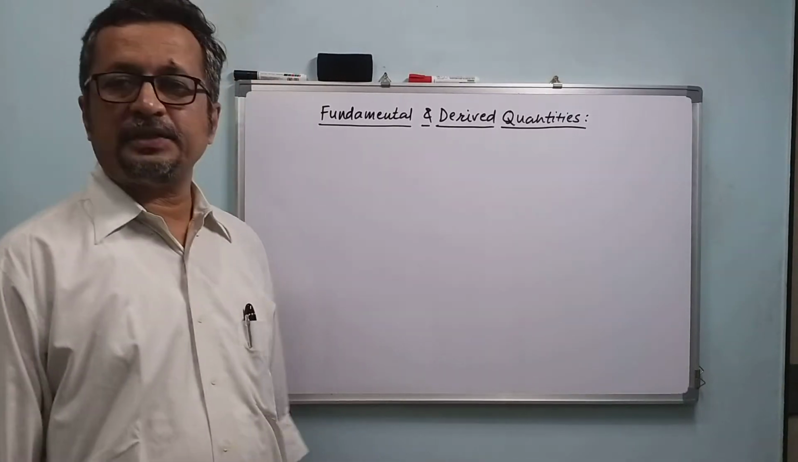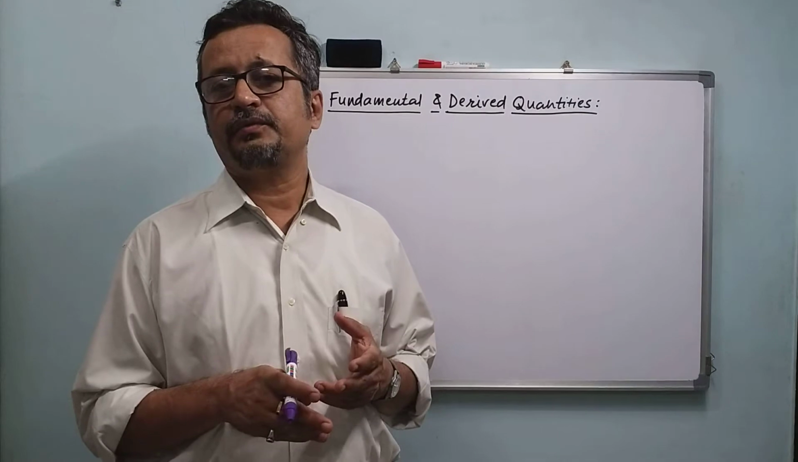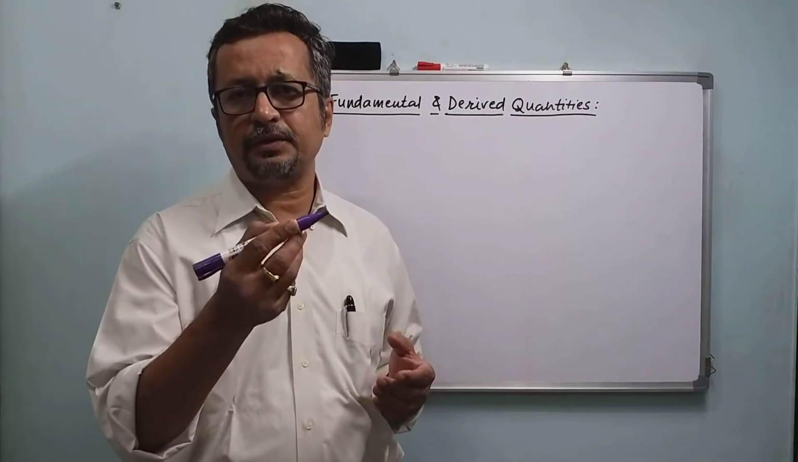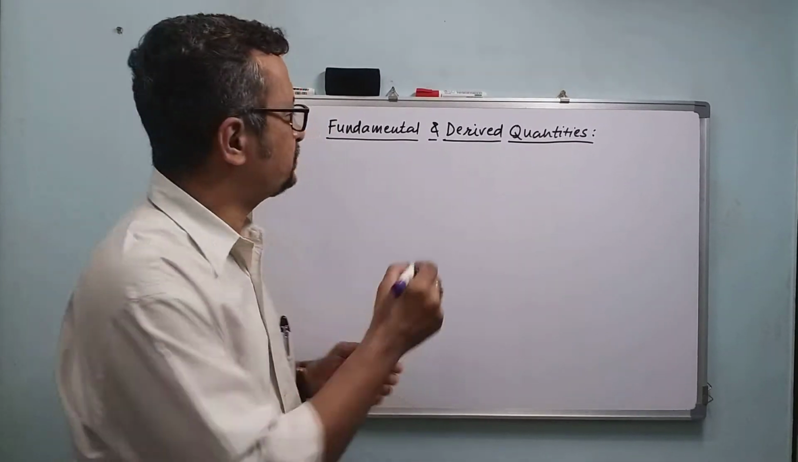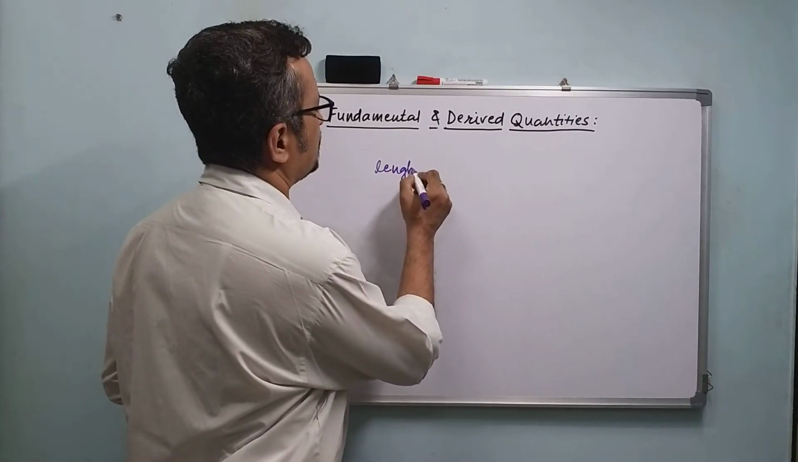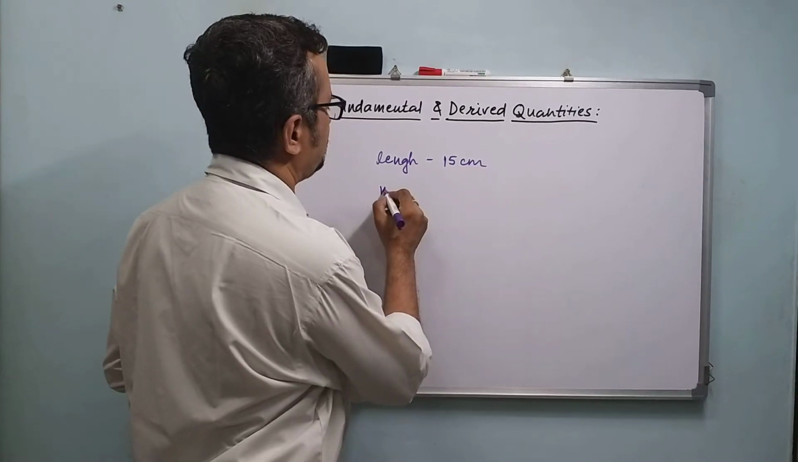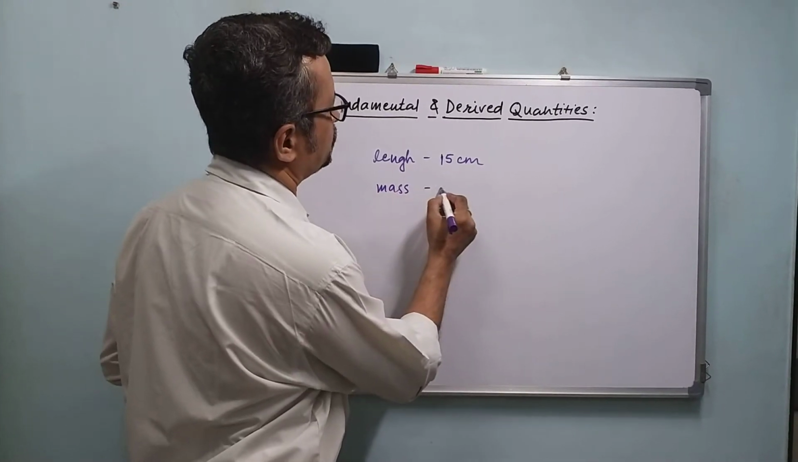So physical quantities, what is a physical quantity? It is something which can be measured. For example, length of this marker or mass of this marker. Length of this marker, as you can see, it is something like 15 centimeter, and mass is about 20 gram.